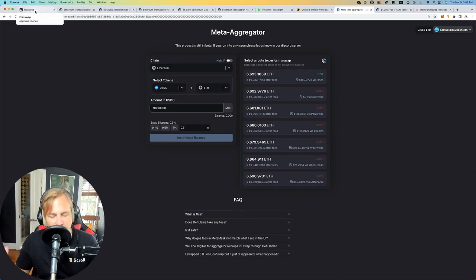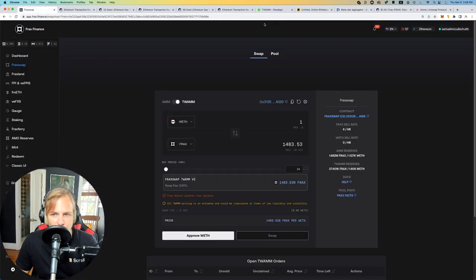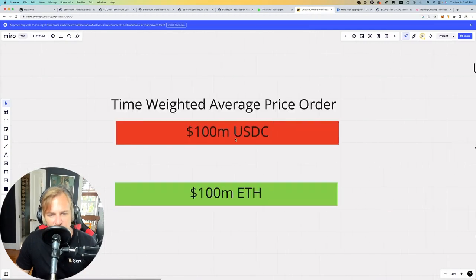So instead of executing that order all at once, you can use something which is called a TWAP order. I'm going to come over to my whiteboard and we're going to go back here. So a TWAP order is a time-weighted average price order. Instead of making one order where you just swap $100 million worth of USDC into $100 million worth of ETH minus fees, this time what you're going to do is swap a little bit at the beginning.